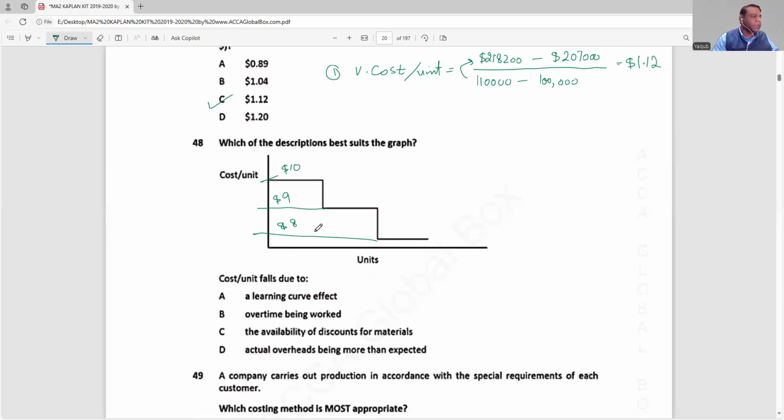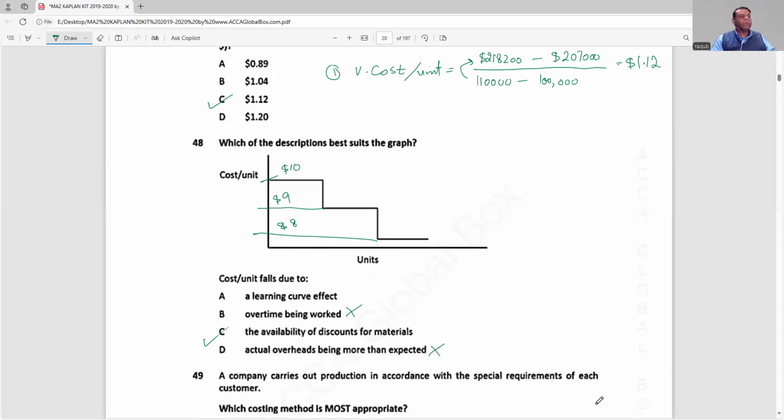So it is reducing because of what? Cost per unit will reduce or can reduce due to the effect of learning curve, but this is not the graph of the learning curve. Otherwise, this statement could be correct if we have the correct graph. But due to overtime working, cost per unit will not fall, it will rise. If actual overheads are more than the expectations, it will rise.